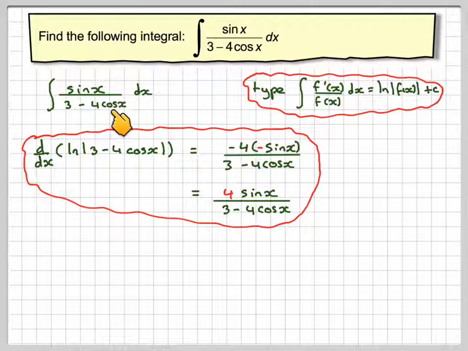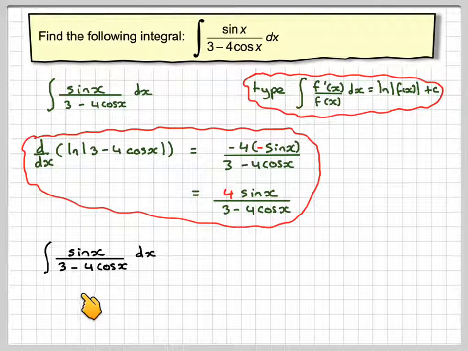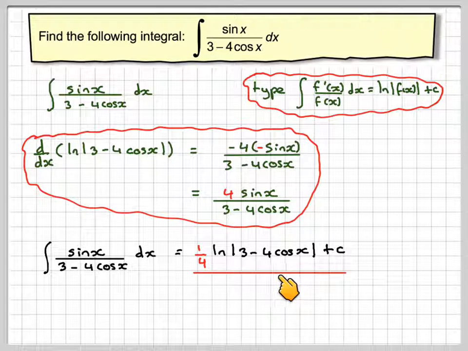We've got 4 times what we needed. So we have to put in front of this a quarter. Therefore, the integral sine x over 3 minus 4 cos x dx is going to be 1 quarter of ln of 3 minus 4 cos x plus c.